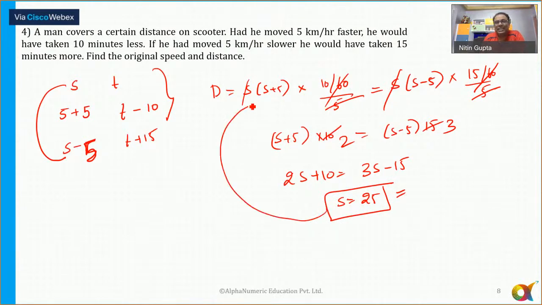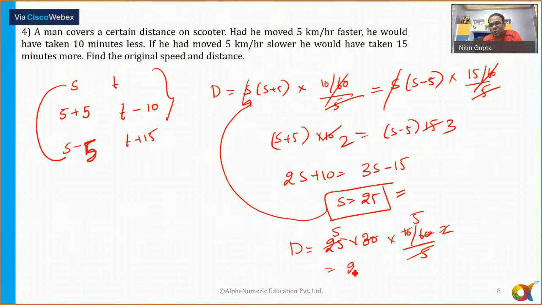Substitute this value of s in that equation. So distance is 25 into 25 plus 5, which is 30, into 10 by 60 upon 5. Do not forget to divide by 60. Minute conversion is very, very important, minutes to hours or hours to minutes. So if I solve this, distance is also coming out to be 25, I think. Anyway, is that clear to all of you now? Any doubt?